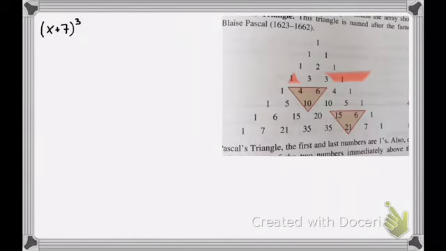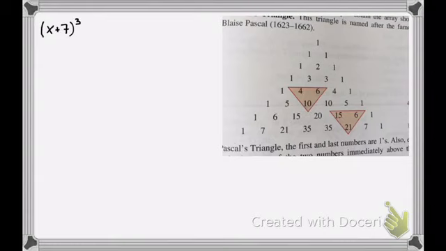So looking at this slide, notice we still have x plus 7 cubed, and I've inserted a picture from your book that deals with this triangle here. And this triangle is called Pascal's triangle. It's named after mathematician Blaise Pascal. He was a French mathematician.